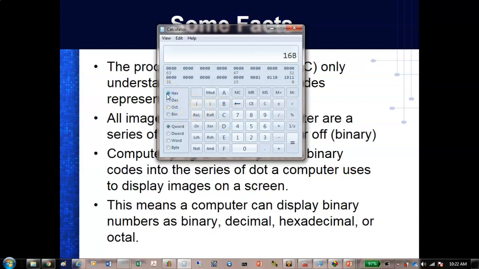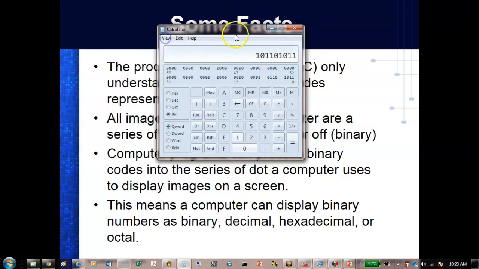So this is that number in hexadecimal. This is the number in decimal. This is the number in octal. This is the number in binary. And all the computer is doing is looking at binary, and it says, okay, what dot pattern do I need to turn that on, right? You understand? So the only number system the computer actually understands is the binary number system.